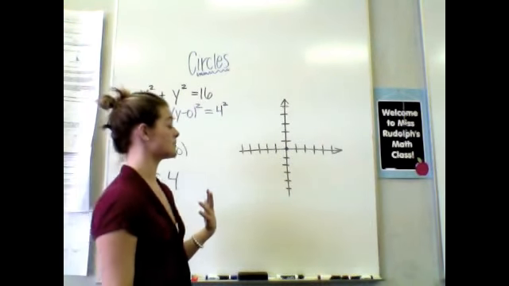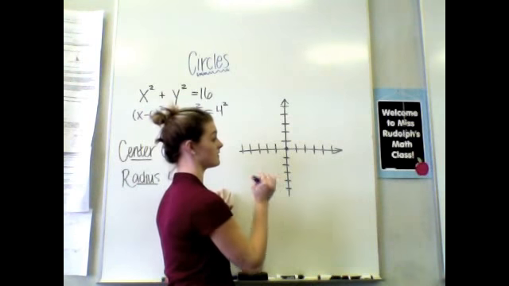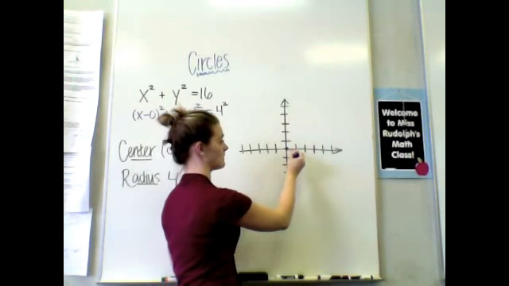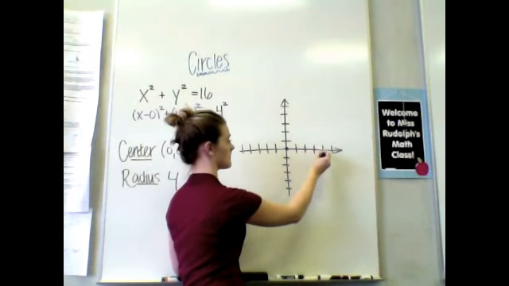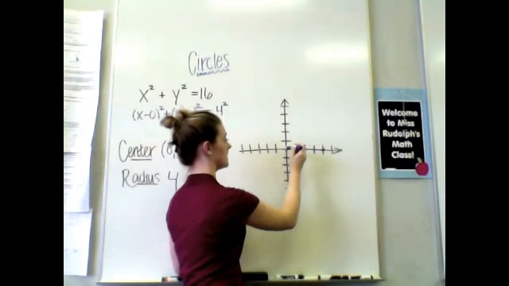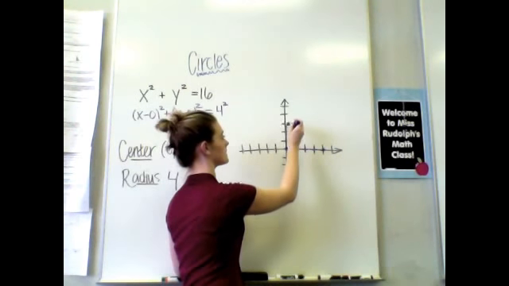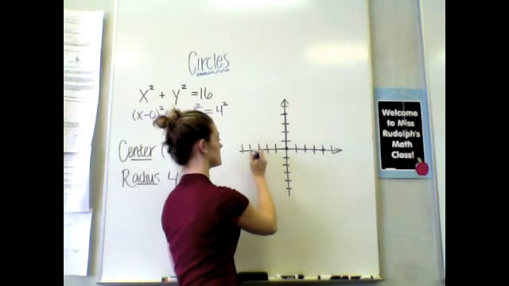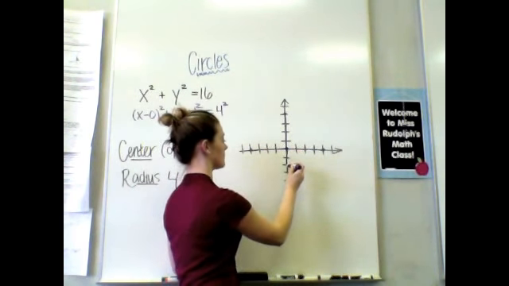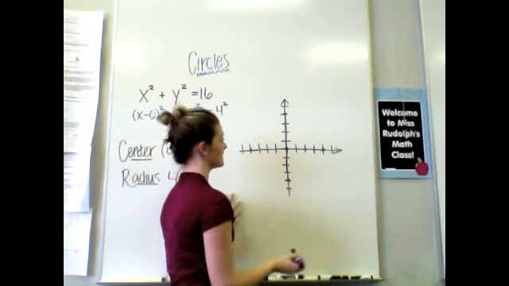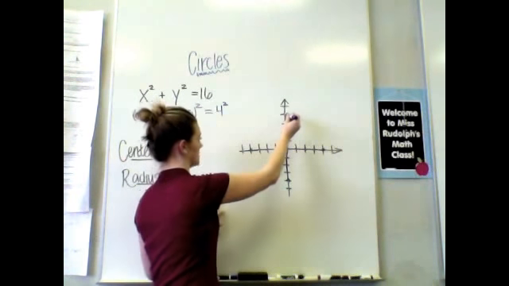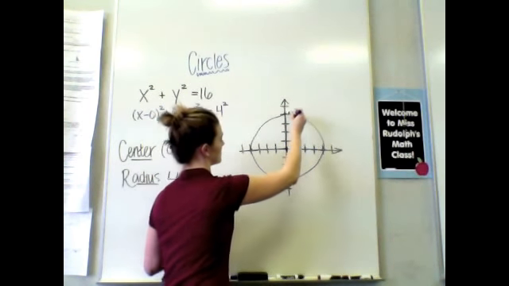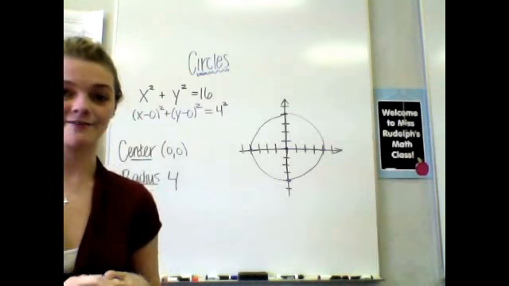Next, the easiest way to graph a circle is by drawing 4 basic radii, or radius plural. I'm going to go to the right by 4 units, plot a point. I'm going to go up 4 units, plot a point. I'm going to go left 4 units, plot a point, down 4 units, plot a point. Now comes the fun part. All you need to do is connect your dots. Your circles won't look like perfect circles, and that's okay, but it's close enough.